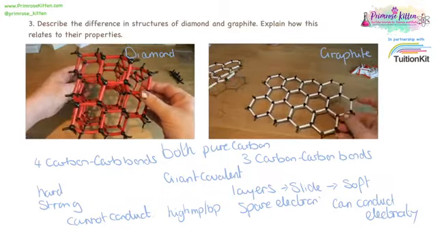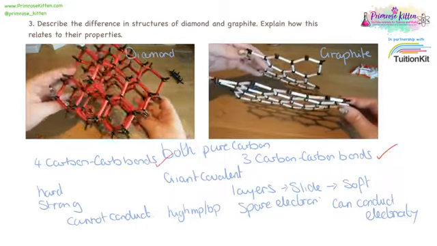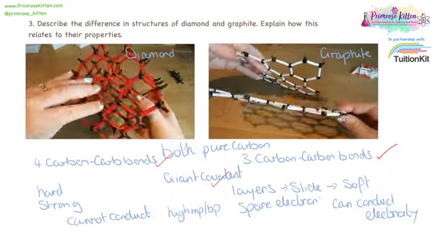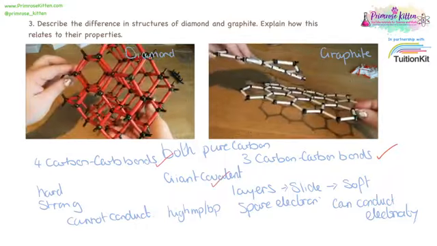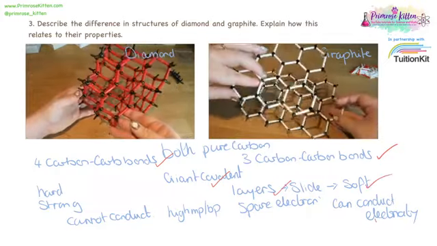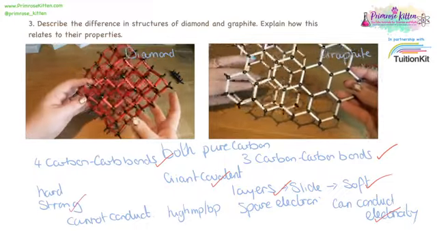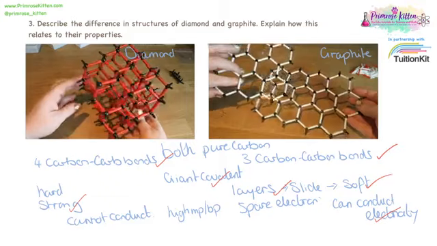Now if we look at the mark scheme, this is really, really key that we've got 3 carbon-carbon bonds and we've got 4 carbon-carbon bonds, and they are giant covalent structures. Graphite has layers, which means it is soft and it can conduct electricity, whereas diamond is hard and cannot conduct electricity.